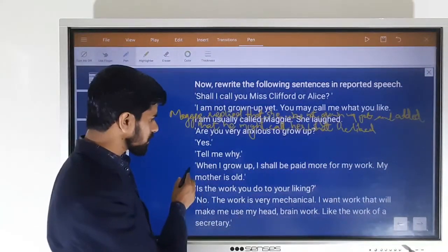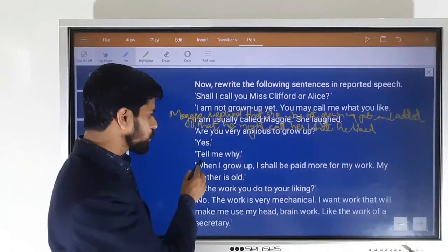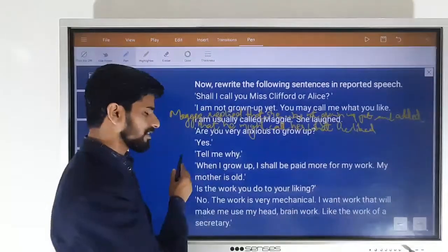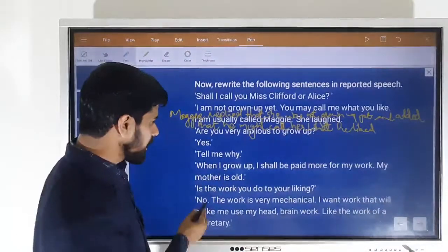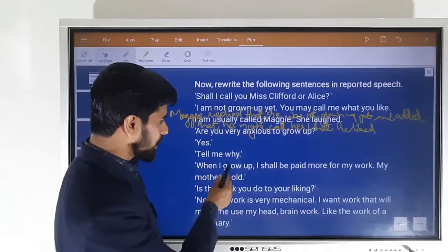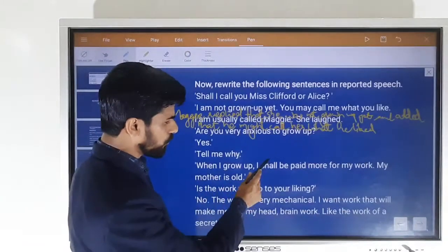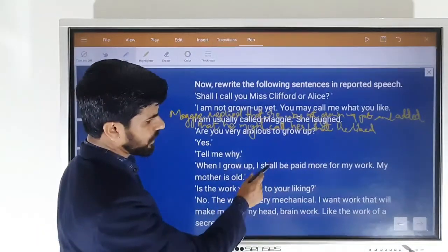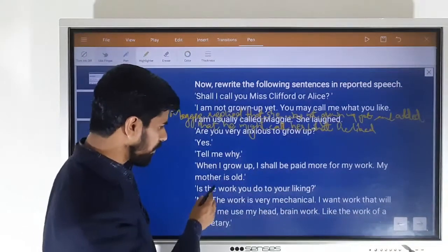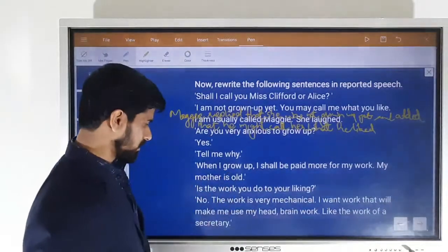I asked her to tell me the reason. I asked her to tell me why. Okay, Maggie replied that when she grew up, she would be paid, or she should be paid more for her work. Her mother was old.